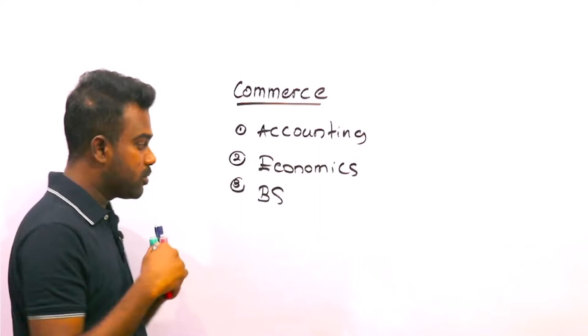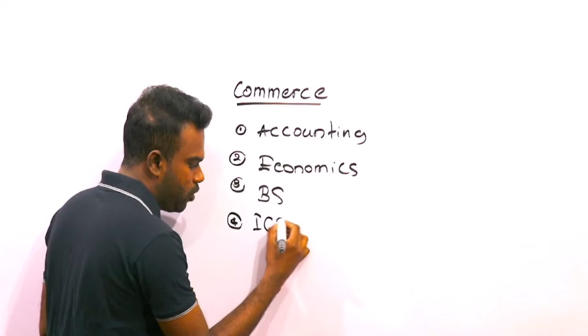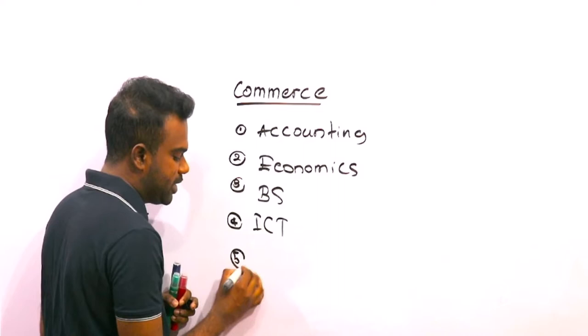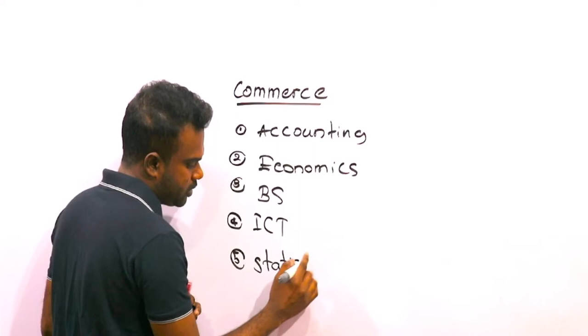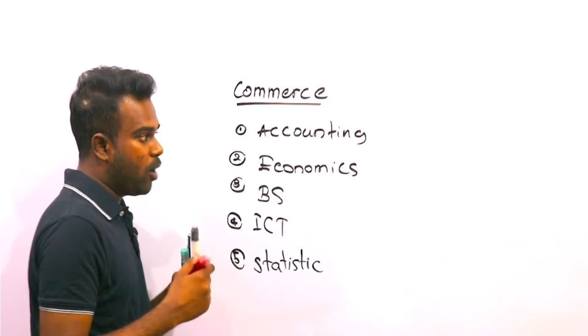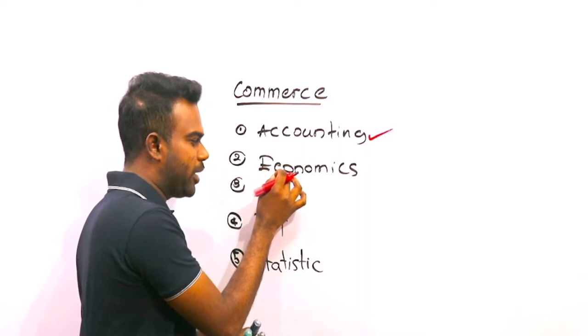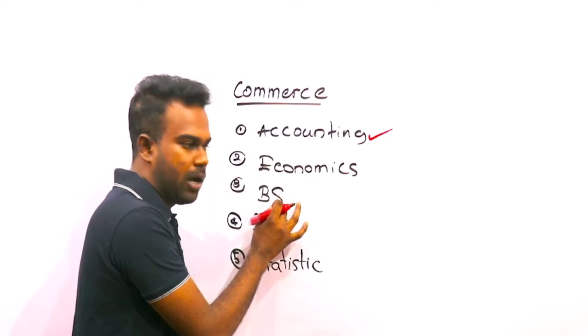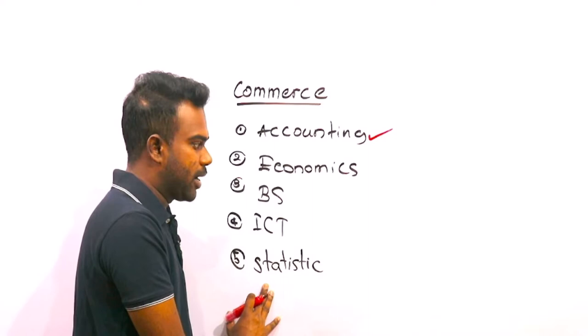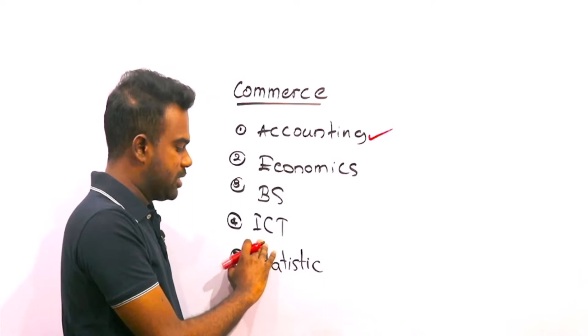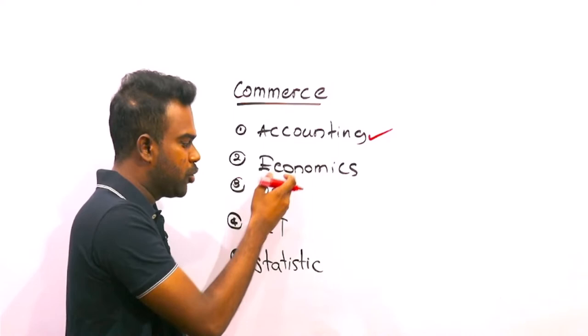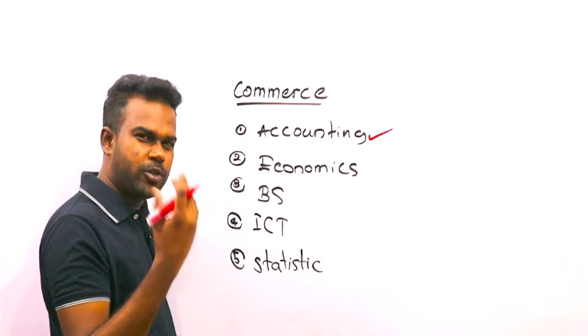But if you want to, you can select some other subject. Have you heard of ICT? You can select ICT, and you can select statistics. But accounting is compulsory, you can't escape this subject. If you are not willing to do economics, you can select ICT or statistics. If you are not willing to do business studies, you can also choose ICT or statistics. ICT and statistics are a little bit more difficult compared to economics and BS, but they have higher Z-score marks. I will teach you later what a Z-score means and how to calculate it.